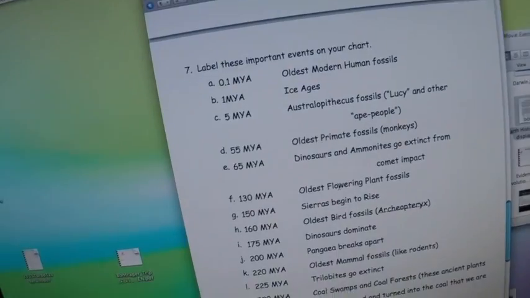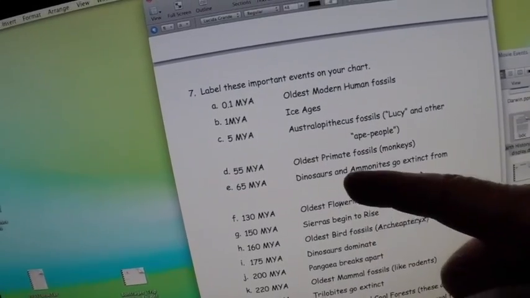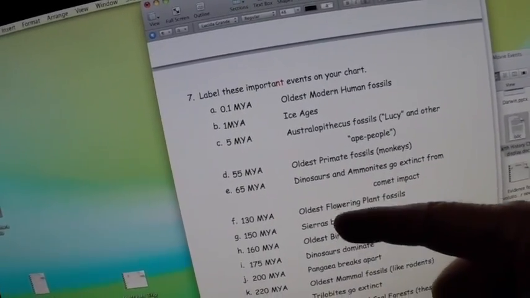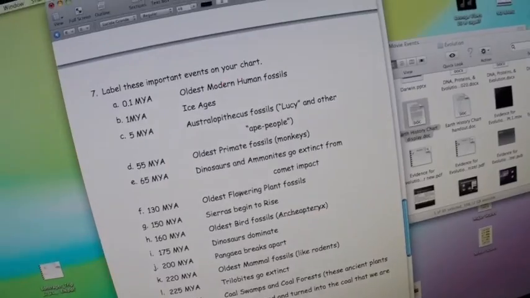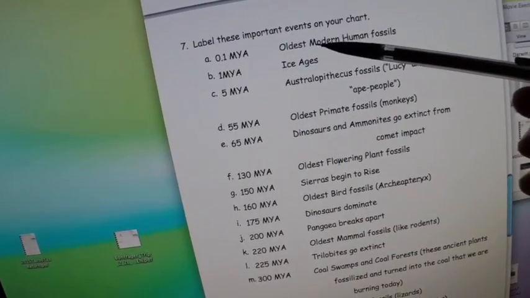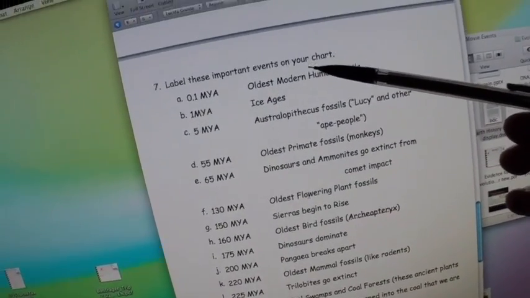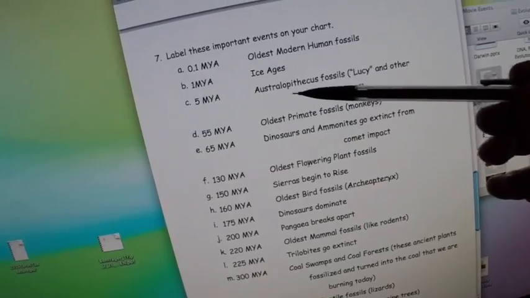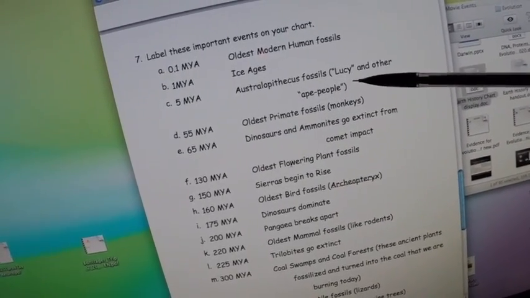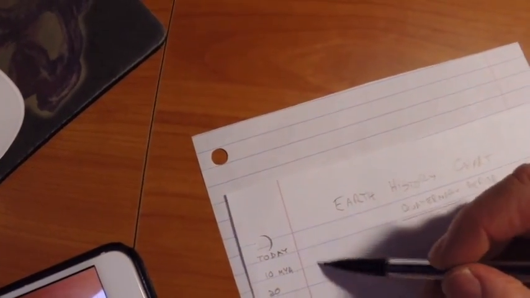Okay, there we go. So if you're looking at these ones, these are going to be pretty easy for you to do. They're easy to find on the time scale. These ones are going to be difficult because remember, in that first line, it was 10 million years, and we have these events squeezed into that short time period. So the oldest modern human fossils, the Ice Ages, and Australopithecus fossils, Lucy and other ape people, those all get squeezed into this one line right here. All of that has to squeeze into the same spot.